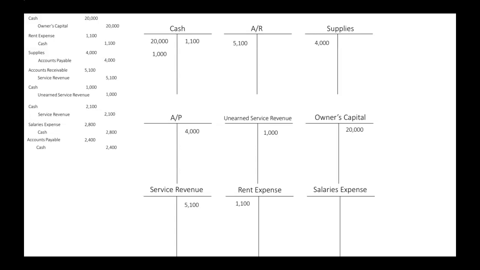So just a few more journal entries now to post. We debited cash $2,100 and credited service revenue $2,100. So we post that into our T accounts. Then we debited salaries expense $2,800 and credited cash $2,800. And then our final entry was a debit to accounts payable of $2,400 and a credit to cash of $2,400. So you've posted all of your entries into T accounts.